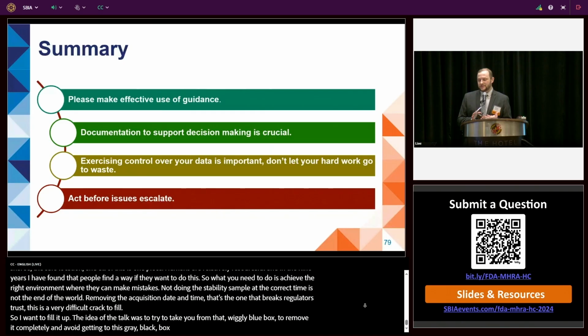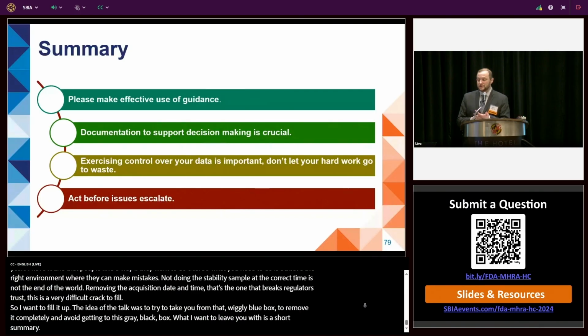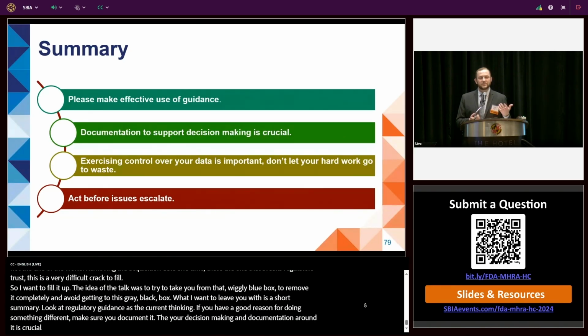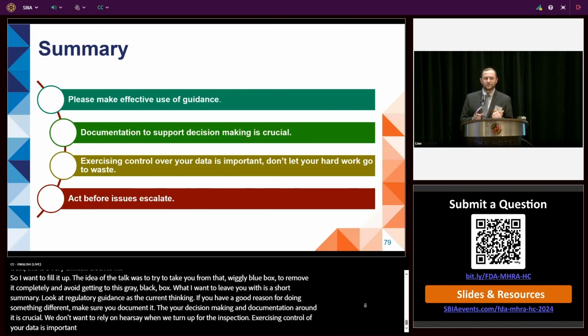What I want to leave you with is a short summary. Look at regulatory guidance. It is our current thinking. If you do have a good reason for doing something different, make sure you document it. Your decision-making and the documentation around that is crucial. We don't want to rely on hearsay when we turn up to do an inspection. Exercising control of your data is important. Don't let all of your hard work with the CSV and the periodic reviews go to waste. And act before issues escalate.